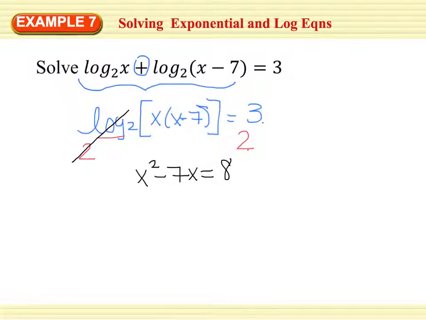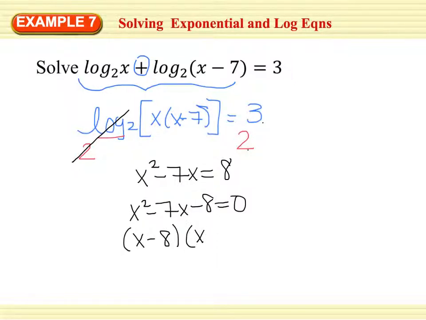So now I have a quadratic equation. So if I set it up as such, I have x squared minus 7x minus 8 equals 0. When I go to solve this, we have x minus 8 times x plus 1 equals 0, which implies then that x is equal to either a positive 8 and or a negative 1.